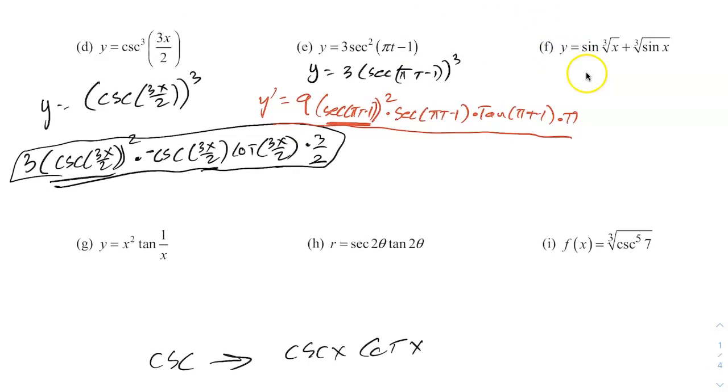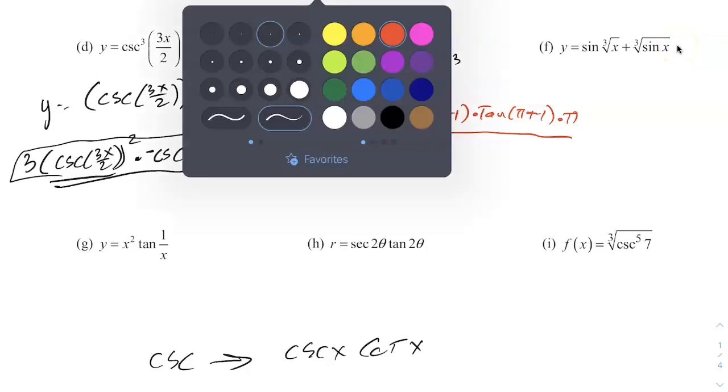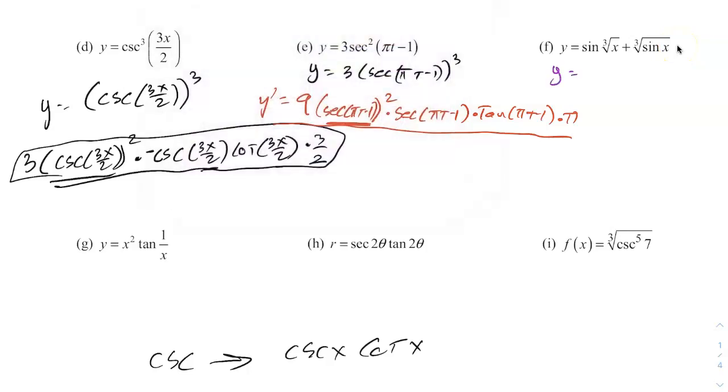Next one, f here, sine of cube root of x, and then cube root of sine of x. So let me rewrite these so you can see them. So this is sine of x to the 1/3, and this one is sine inside the 1/3 power. So we're going to treat each one separately.